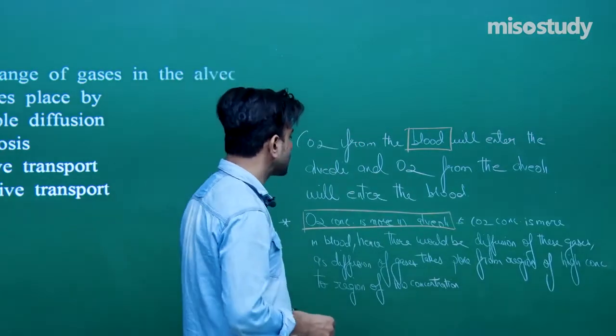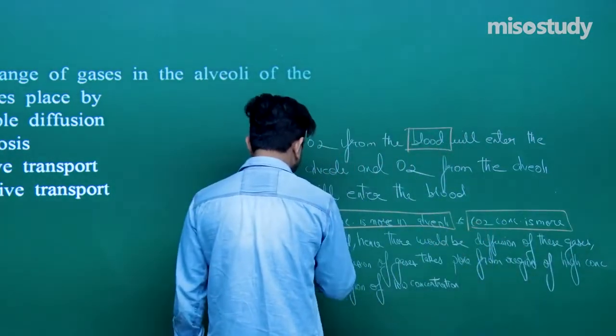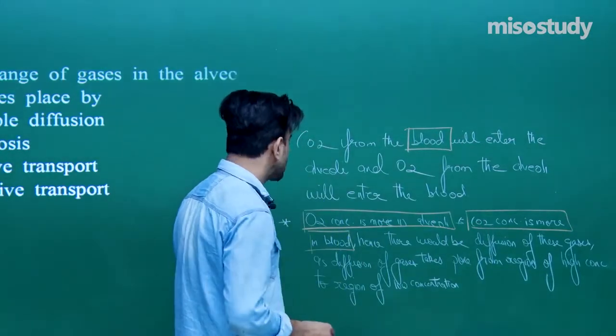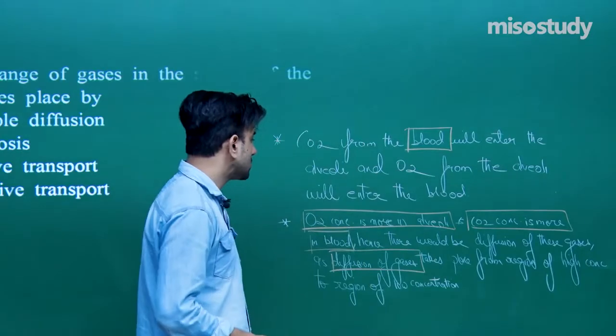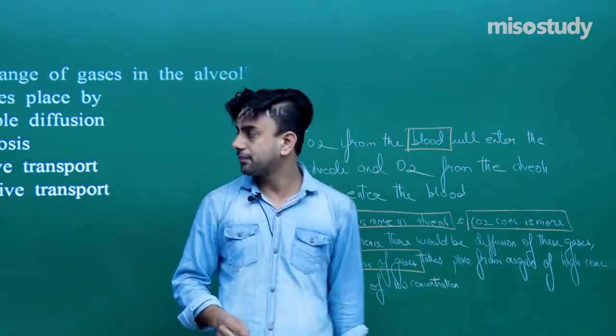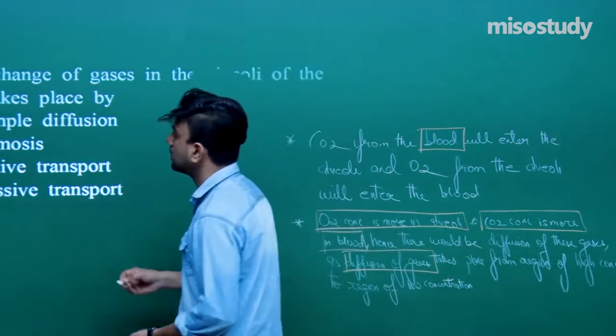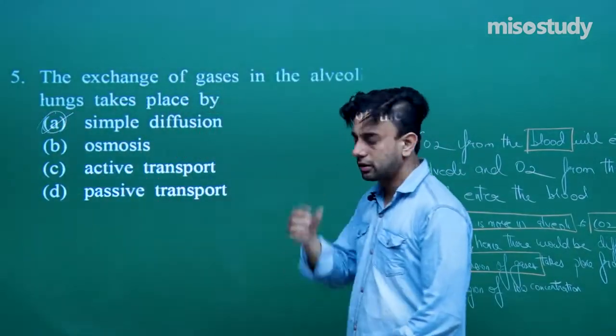So, oxygen concentration is more in alveoli and carbon dioxide concentration is more in the blood. Hence, there would be diffusion of these gases, as diffusion of gases takes place from the region of higher concentration to the region of lower concentration. So, this will be simple diffusion, right.